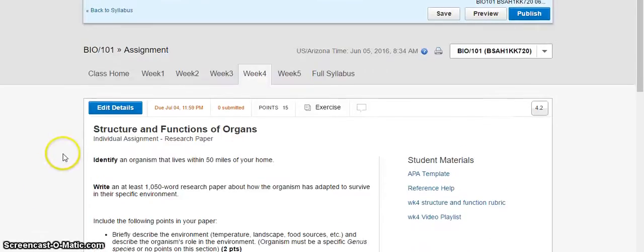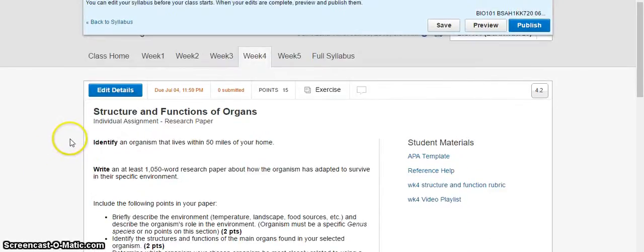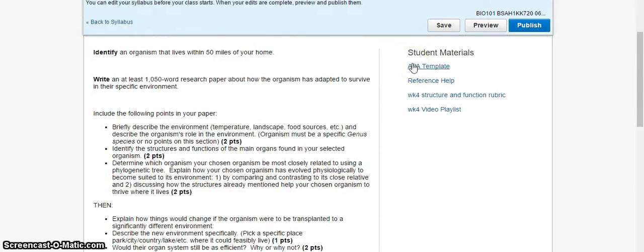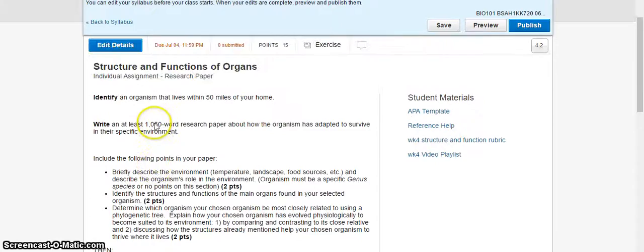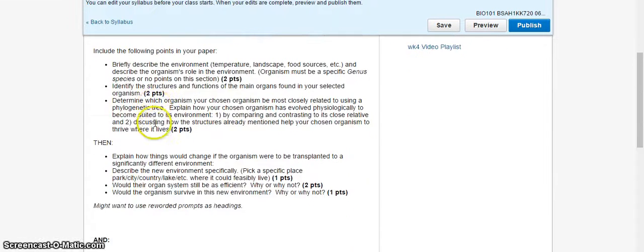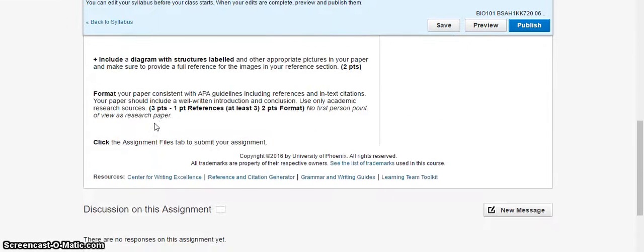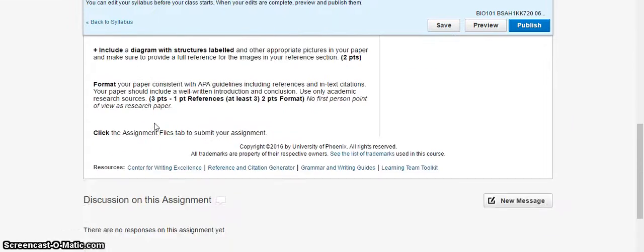Hey all, so here is the week 4 structures and functions of organs paper. This is a research paper, so you might spend a little bit of extra time on it just because you're really going to be diving deep. And you see we have the APA template, that's just the standard paper template, reference help, the rubric, and the video list that you're watching. So let's go pop over to that rubric, and that's where we'll discuss all this.